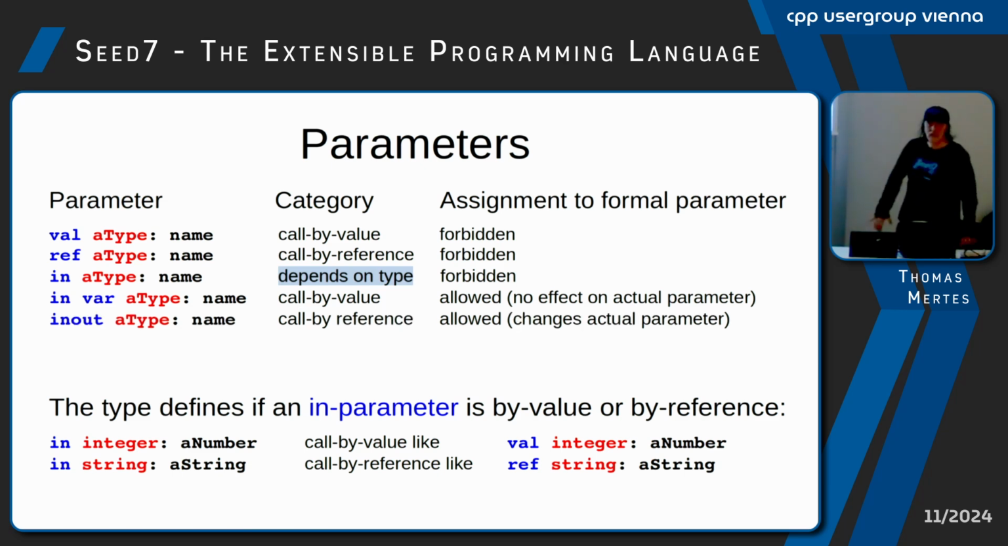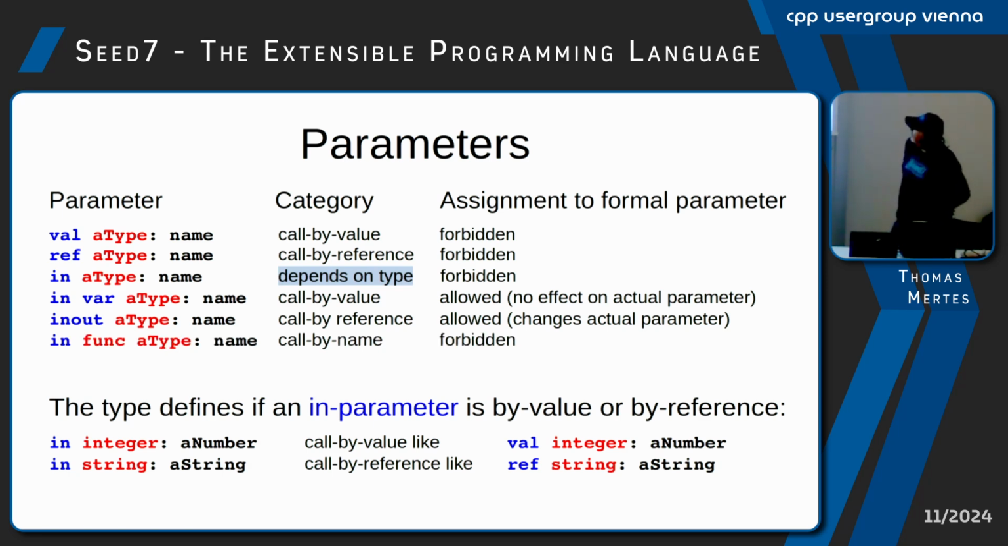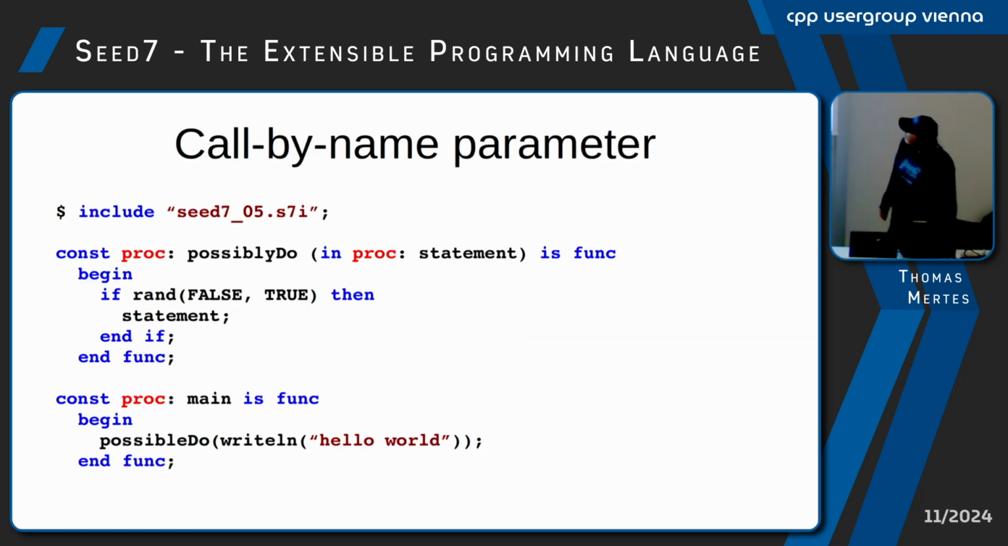And of course, there are also in-out parameters, and an in-out parameter is passed by reference. You can change them in the function, and it has an outside effect. And the last thing we have here is call by name. In this case, it is an expression of a type, and the whole expression goes into the function. Let's see what a call by name parameter does.